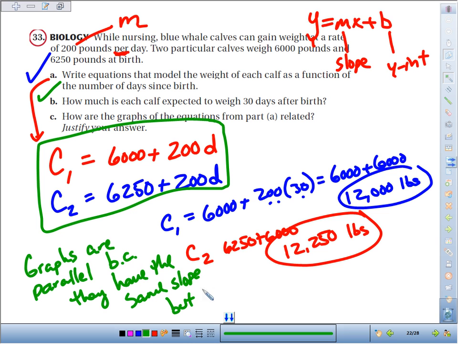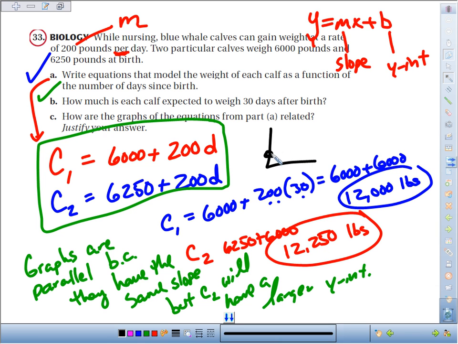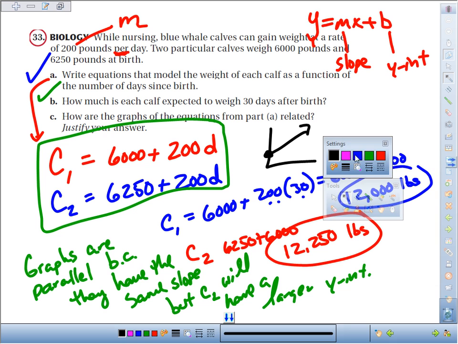But we'll just call it C2. Calf 2 will have a larger y-intercept. So if you think about a graph, just a real rough sketch, one of them is going to start here and grow, and the other one's going to start here and grow at the same rate.